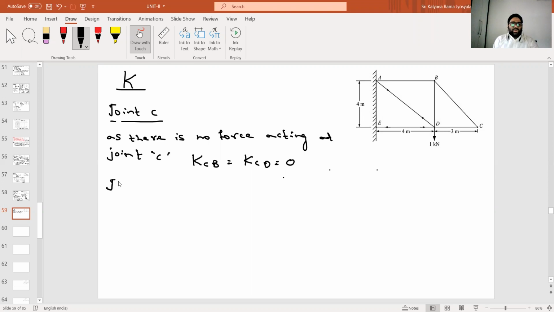Next, let us go to joint B. Because these are all 0, this is a 0 force member. Now because this is a 0 force member, this also will become 0.